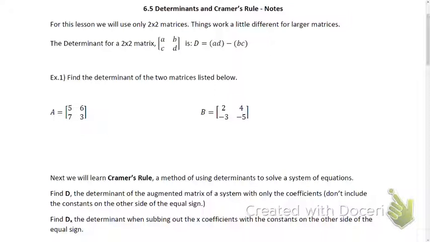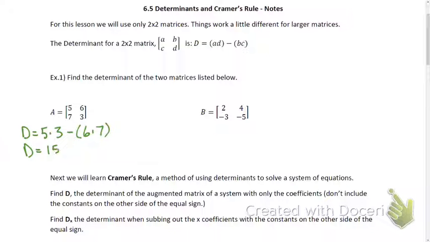In college algebra today, we looked at yet another way to solve a system of equations. On number one, let's just practice finding the determinant. We looked at it in 6.4 notes, and we're going to practice it again because we're going to use it quite a bit in this thing called Cramer's rule in a minute. So to find the determinant, you multiply the diagonals and subtract. So we're going to go 5 times 3 minus 6 times 7.